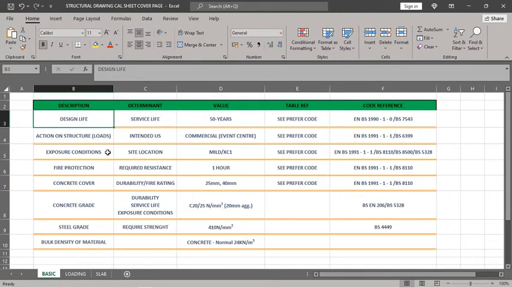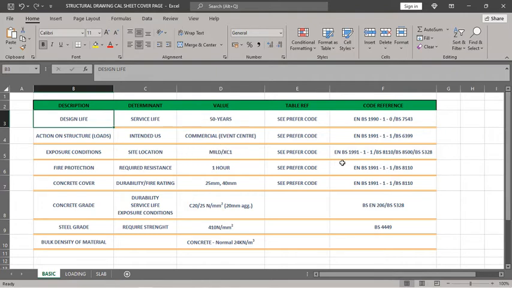Then we move to exposure condition, which is the location of the site. That will determine it. So the value I have is, for the location of the site, the exposure is mild, and the class is XC1. So you can see these code references, how I come about this value for this exposure condition.